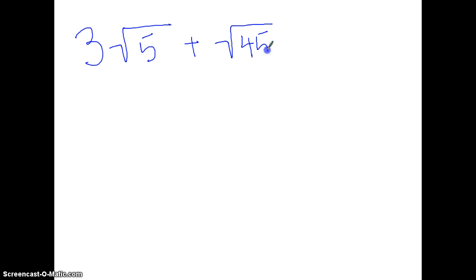All right, the problem wants us to add some radicals together: 3 square roots of 5 plus the square root of 45. And the problem gives you a pretty strong hint inside of it, and that is that this square root of 5 is already as simple as it's going to get.